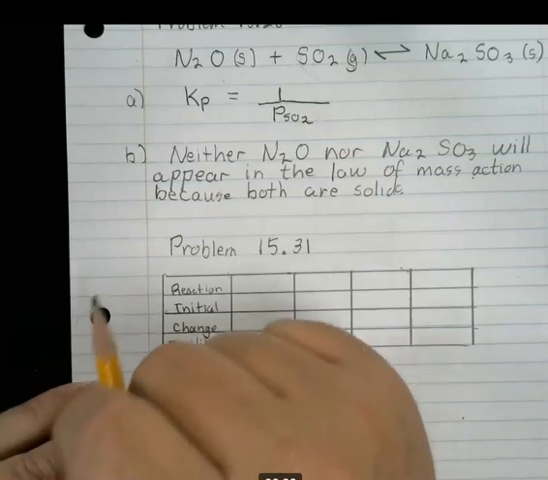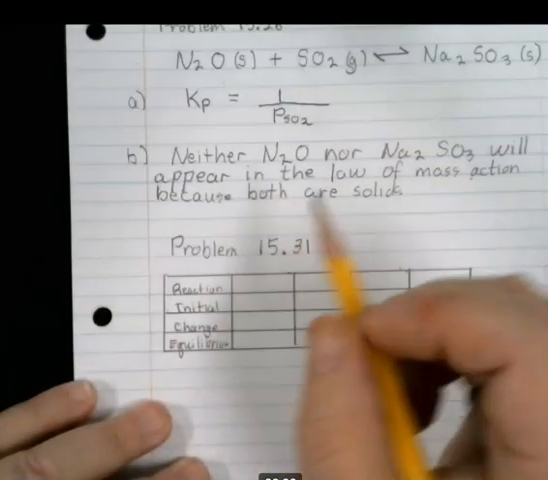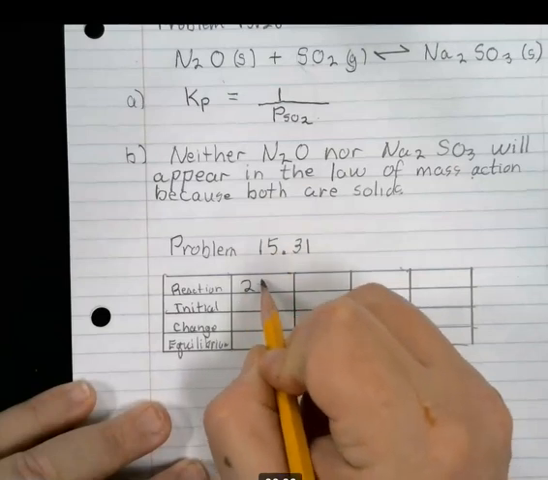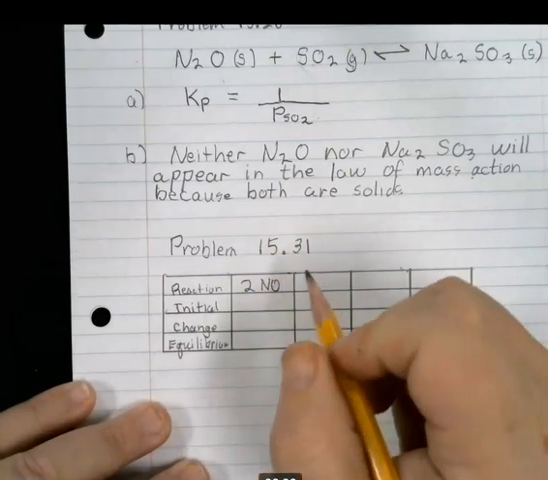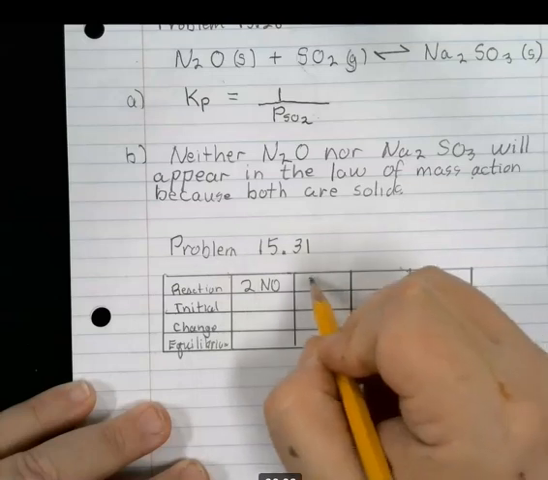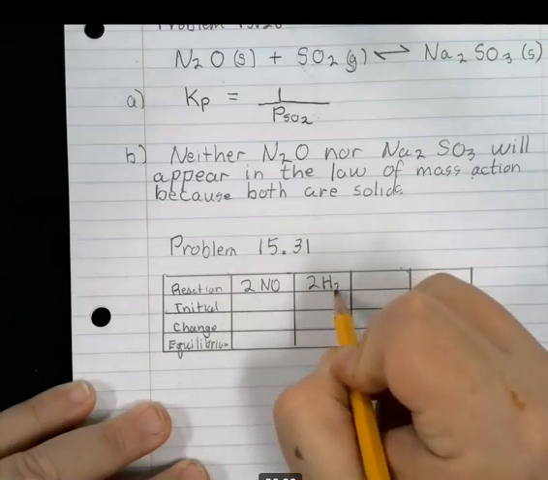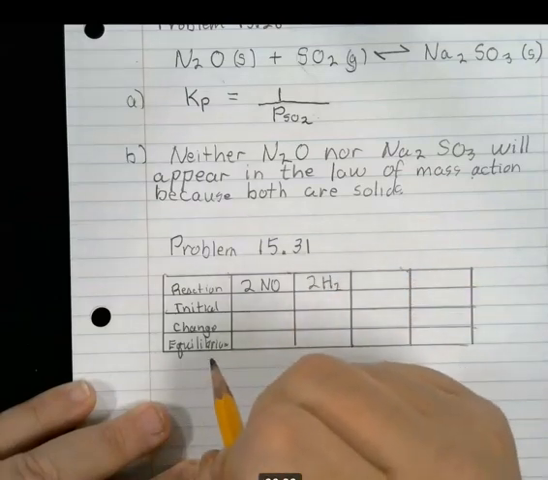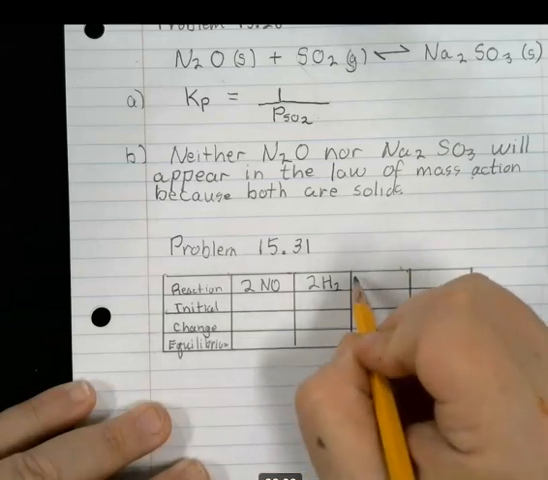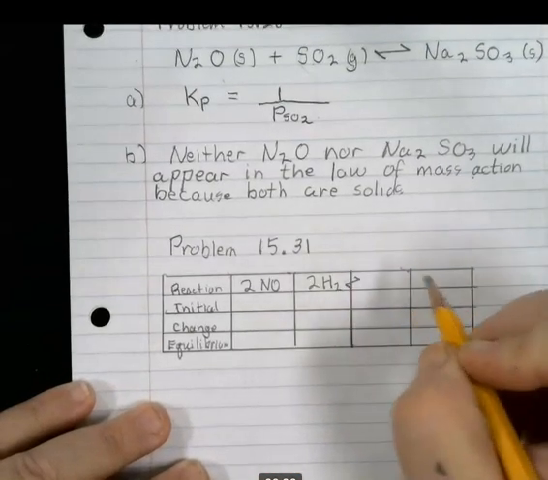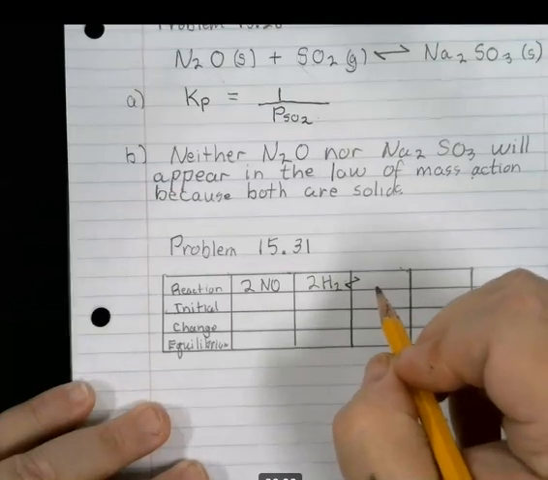And we have 2NO. Again, you don't usually write the arrow, but it's nice to distinguish products from reactants, so I like to do it.